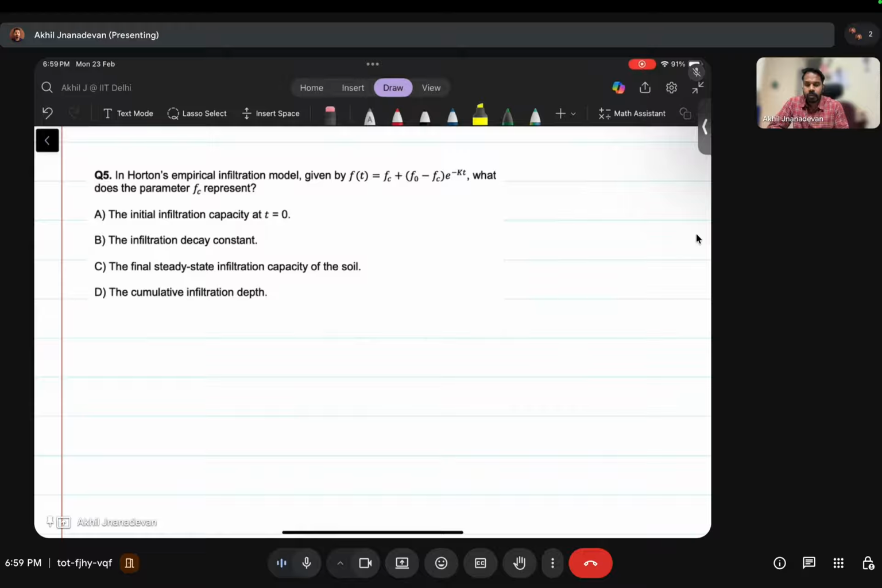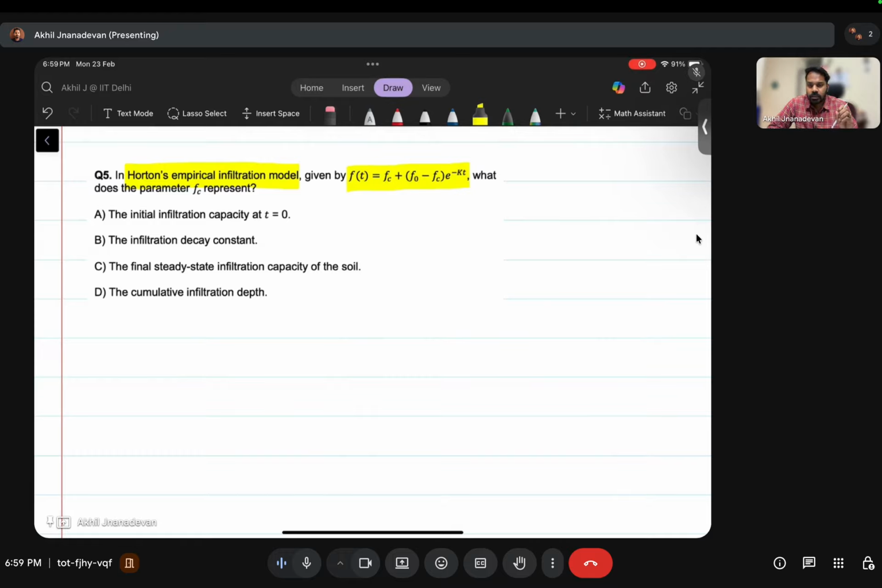They are coming up with the equations that can give us an estimate of the infiltration that can happen. So one empirical equation is the Horton's equation that is very widely used. Horton's empirical equation model gives f of t, that is infiltration rate at a time t, as fc plus f naught minus fc into e raised to minus kt.